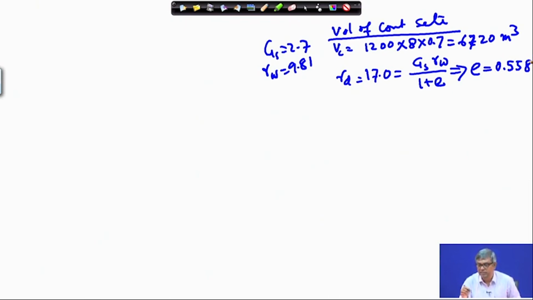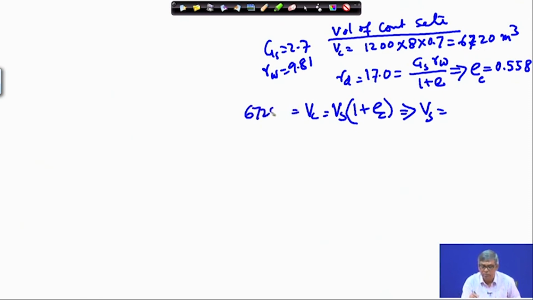Then, if I know this, I can find out VC. In the compacted volume of soil there will be solids and voids, so I can imagine Vs and Vv. If I write it in that form, VC equals Vs into (1 plus EC), where this is the constructed site. So this gives you Vs, because EC can be substituted here and VC is known, which is 6720, and from there we will get Vs equal to 4313.